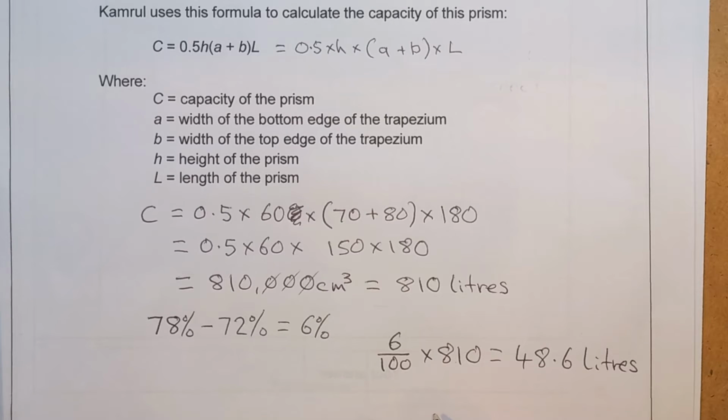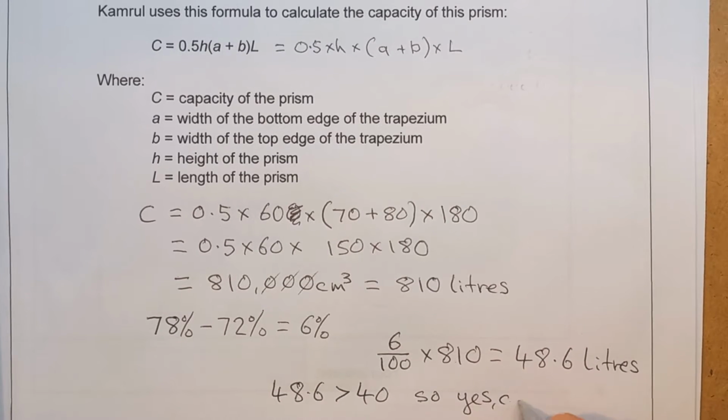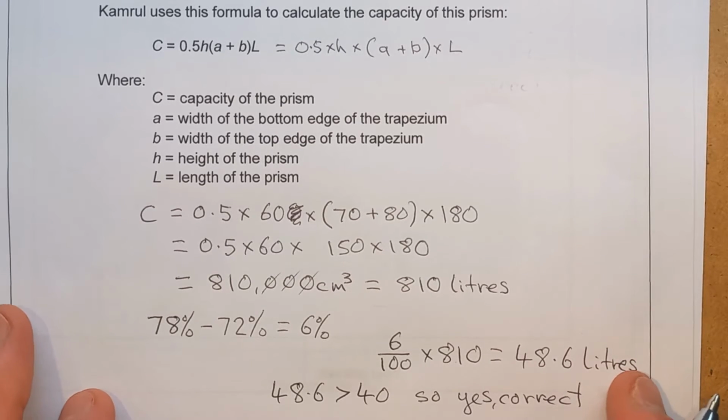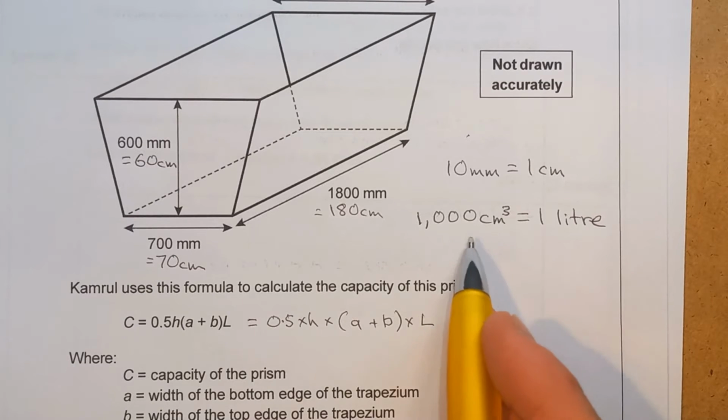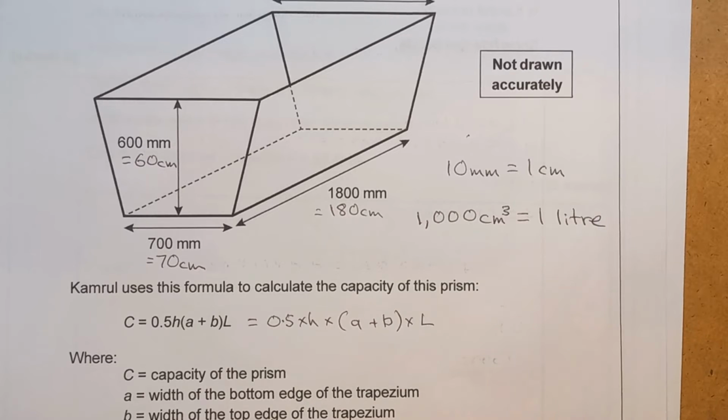Now, he thought that he would save more than 40 litres of water. 48.6 is more than 40, so yes, he's correct. Okay. The real tricky bit on this is recognising that we're going to need to convert the millimetres into centimetres, get our centimetres cubed, and then convert that into litres. So there is a lot going on in this question, which is why it's worth 5 marks.